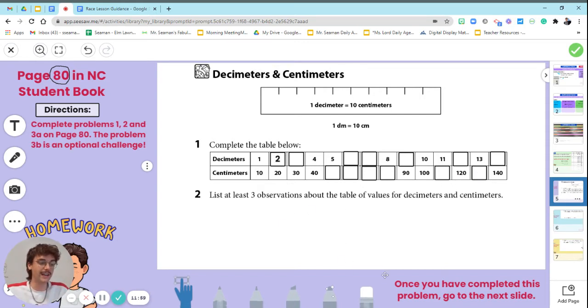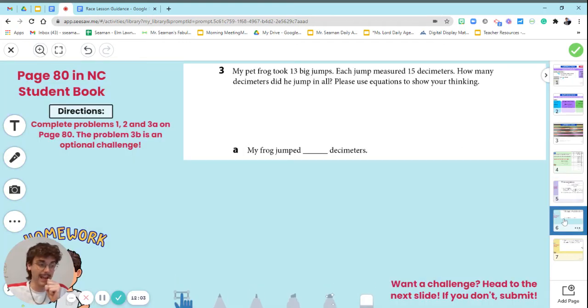Once you have that, you have one more problem to do. And this problem says, my pet frog took 13 big jumps. Each jump measured 15 decimeters. How many decimeters did he jump in all? Please use equations to show your thinking.